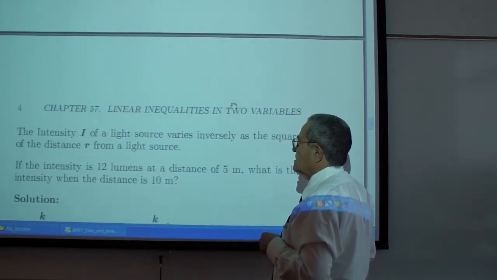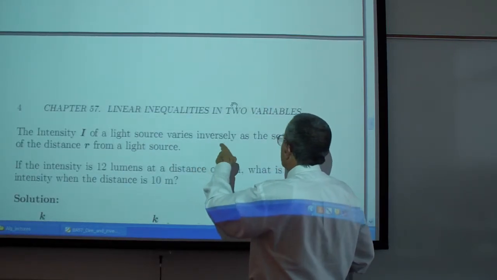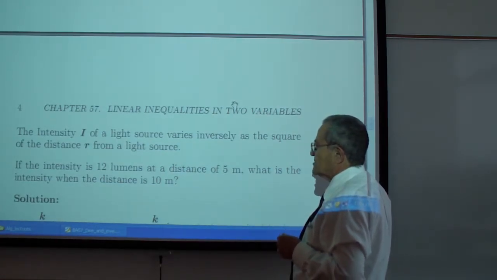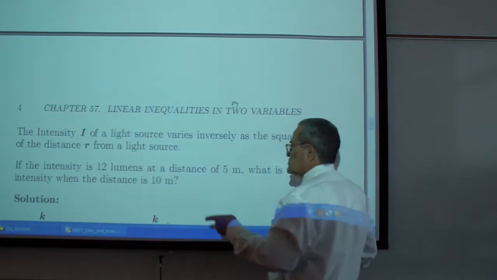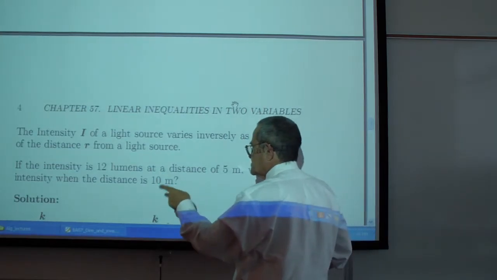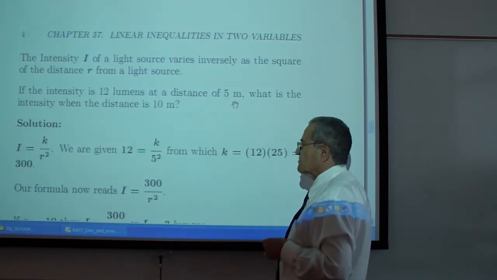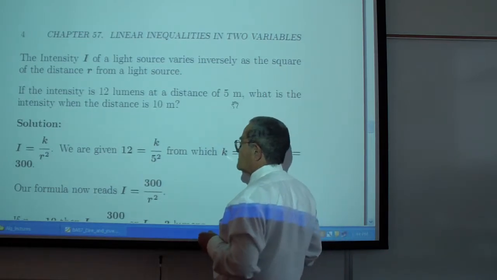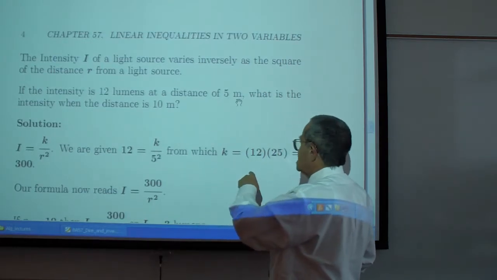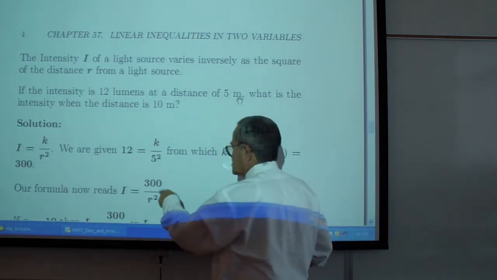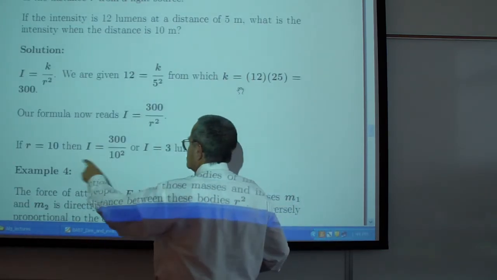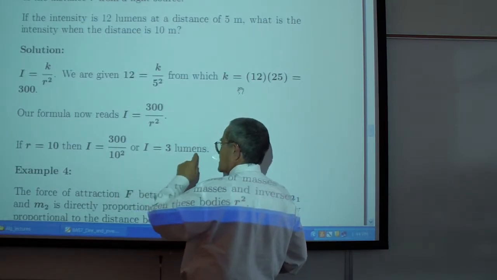Example 3. The intensity I of a light source varies inversely as the square of the distance r from the light source. If the intensity is 12 lumens at a distance of 5 meters, what is the intensity when the distance is 10 meters? So I is k over r squared. I is 12 when r is 5, therefore k is equal to 300. I is 300 over r squared. And if r is equal to 10, I divide by 100, so I just get 3 lumens.